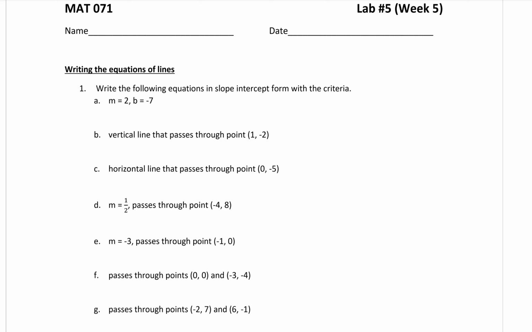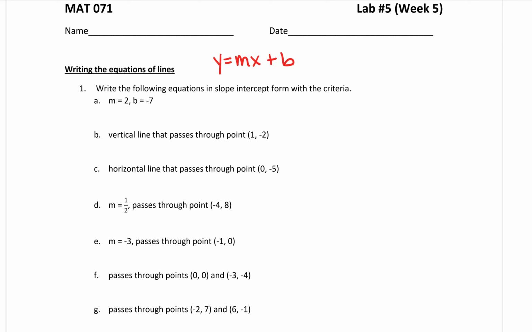Week 5. Today we're going to be going over reviewing some equations of lines, some factoring, and solving quadratic equations. So the very first thing that we're going to look at is writing the equations of lines. In question 1, it says write the following equation in slope-intercept form with the given criteria. Well, first of all, we need to know exactly what slope-intercept form is. Slope-intercept is always going to be y equals mx plus b.